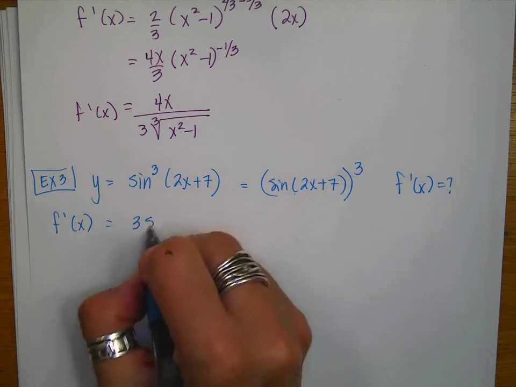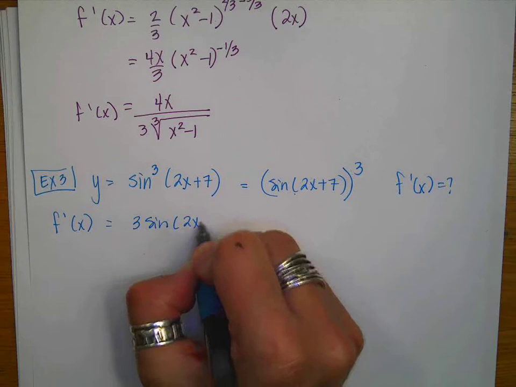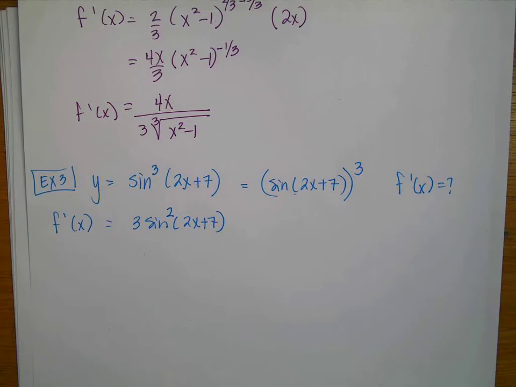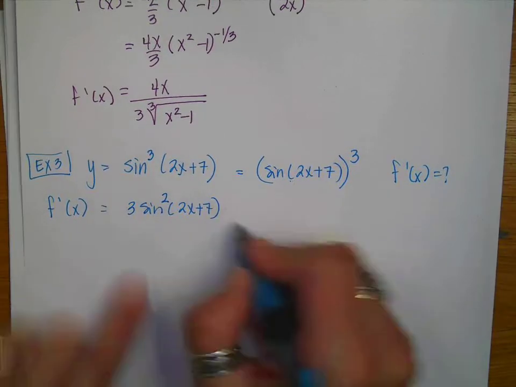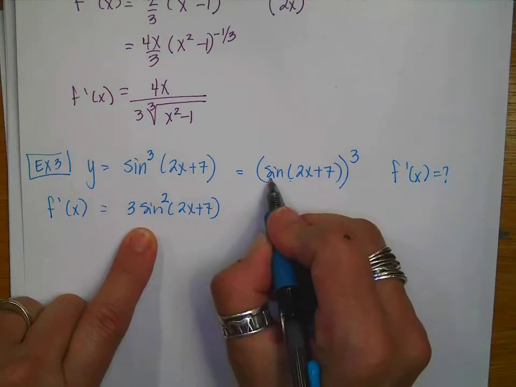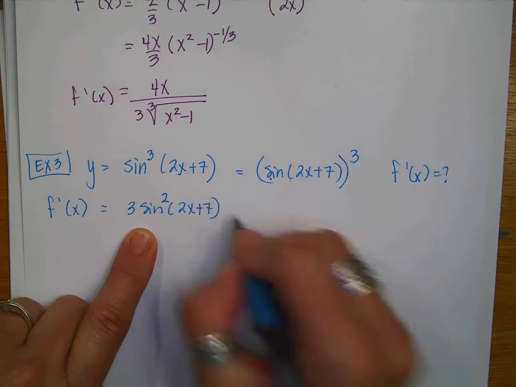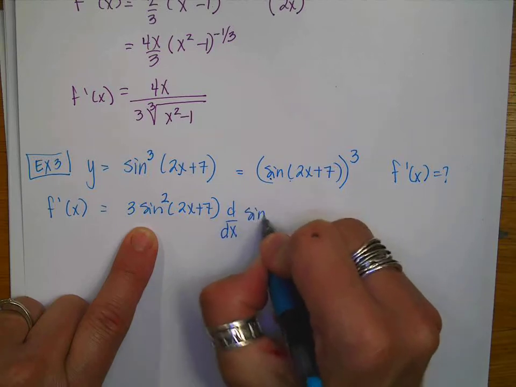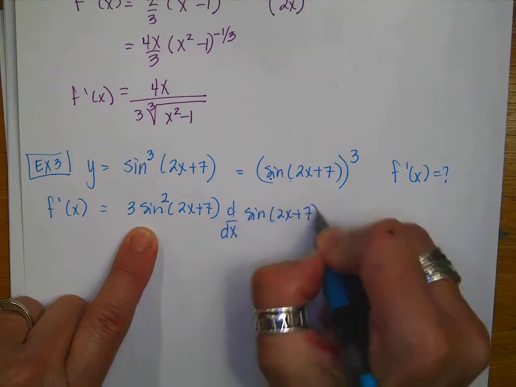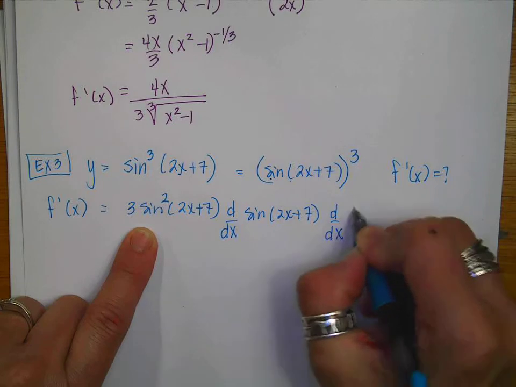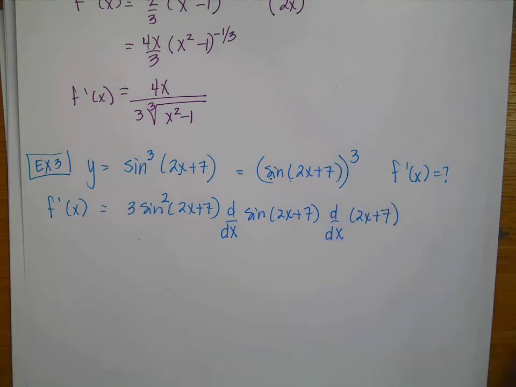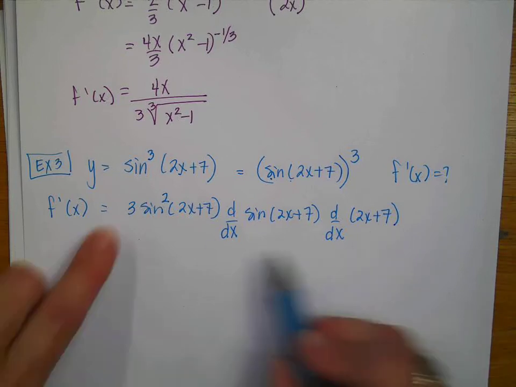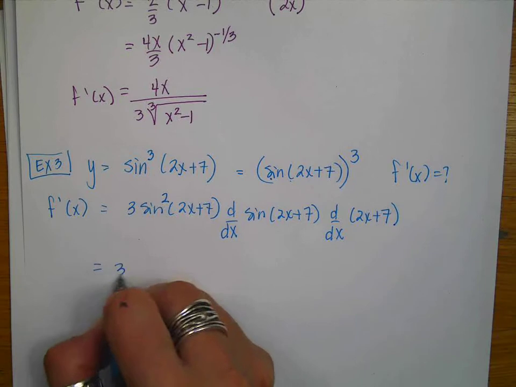So I'm going to manage the 3 first, and then I'm going to have the sine of 2x plus 7, and then the squared goes right there, times the derivative of the inside. So the first thing is the sine. I typically don't write times the derivative of the sine of 2x plus 7 times the derivative of 2x plus 7. I just tend to manage as I go. This is technically how you would write out the chain rule. I just manage my math.